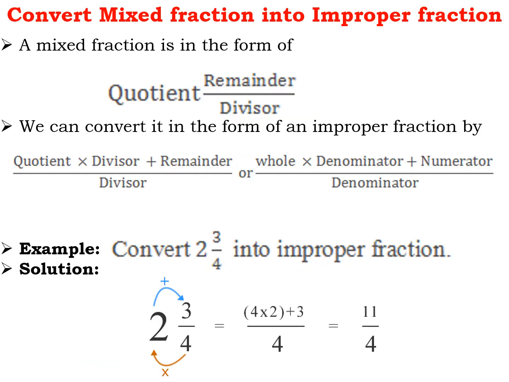A mixed fraction is in the form of quotient, remainder and divisor. We can convert it in the form of an improper fraction by quotient into divisor plus remainder by divisor, or whole into denominator plus numerator by denominator. One example is done for you, where 2 whole 3 by 4 is equal to 11 by 4.